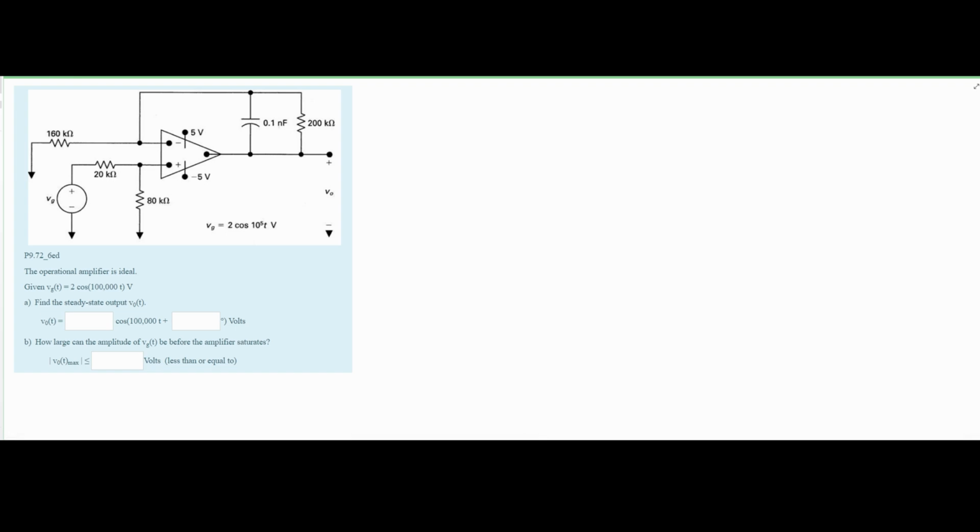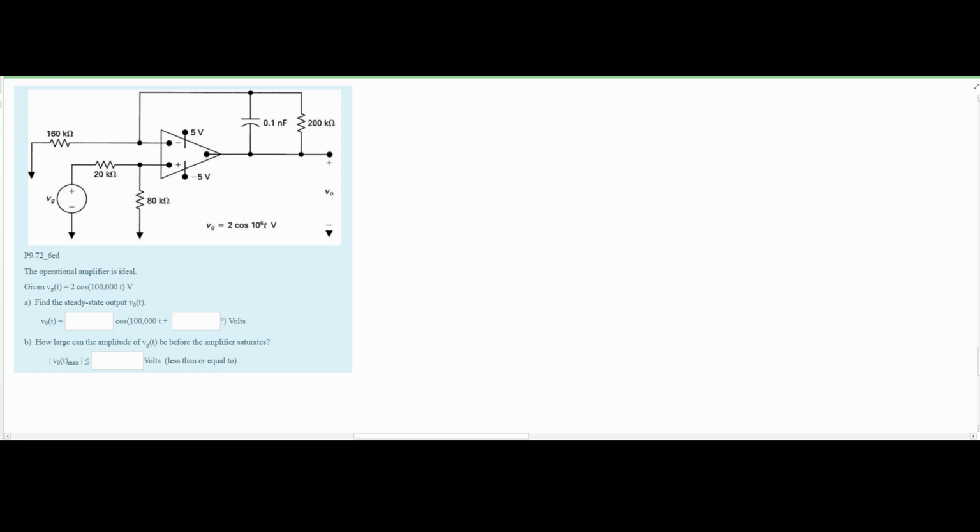In this problem, we are given the following op amp here, and we are told that it is ideal. We are also given that our VG is equal to 2, this is our V max, times the cosine of 100,000t volts. And we need to find the steady state output, and also we need to see how large the amplitude of our VG can be before our amplifier saturates.